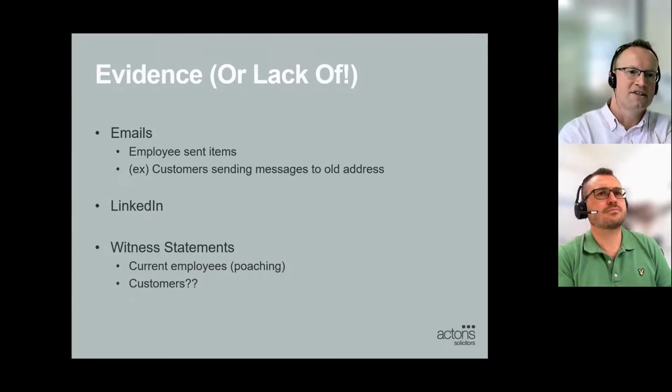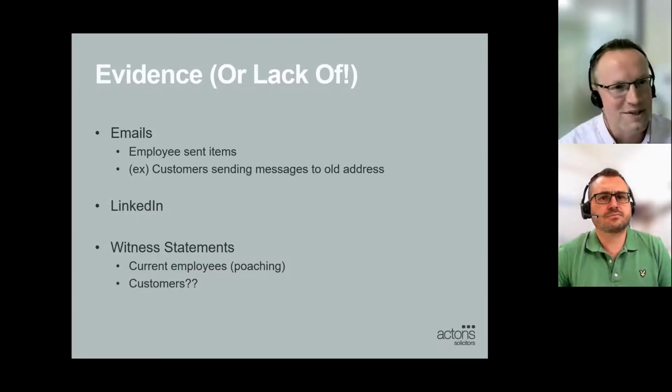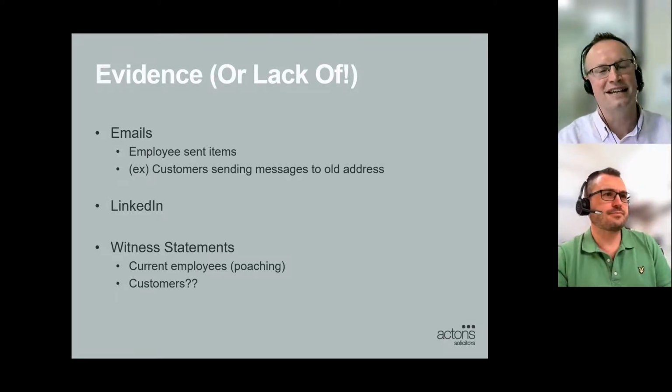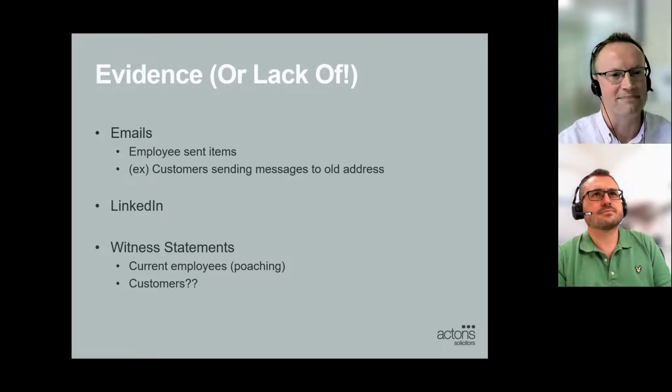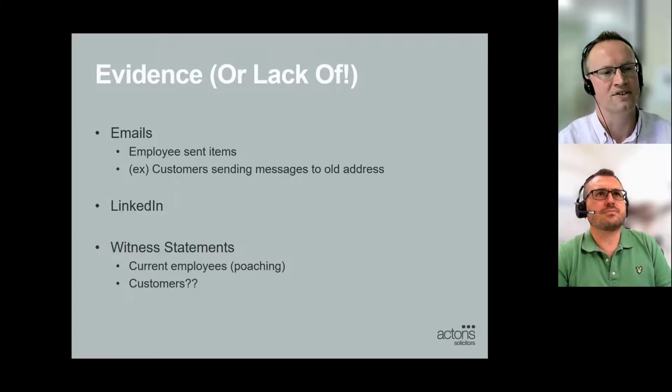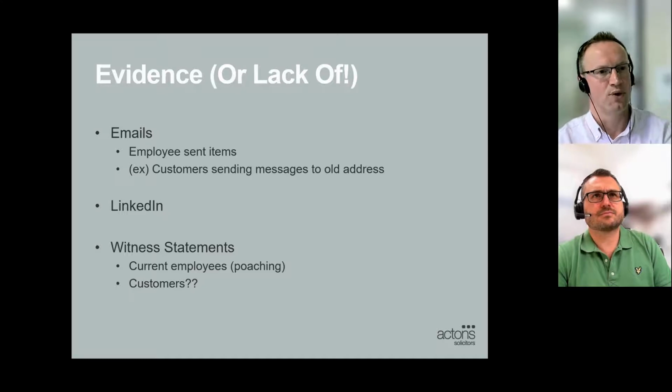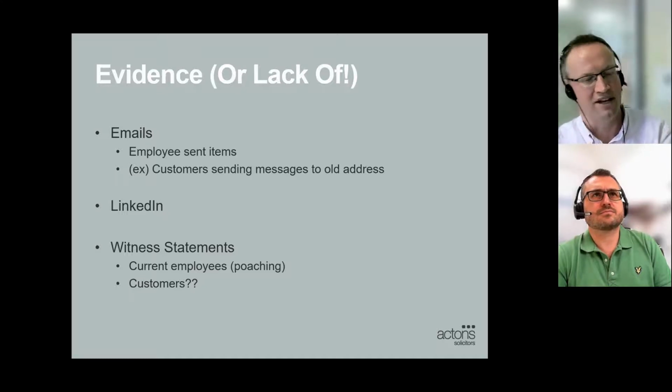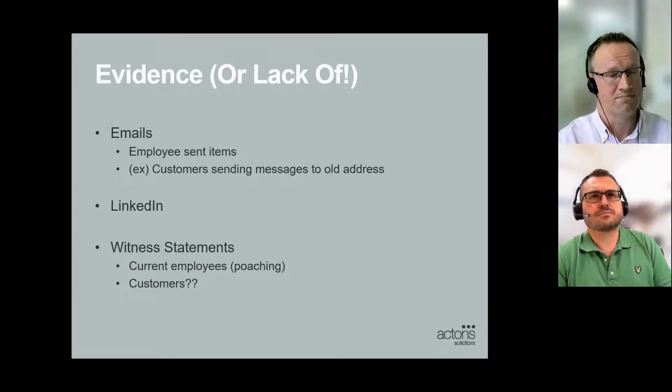Witness statements. So if you can't get documents, then us litigators go to our witness statements. Now, where they can be useful is if you have a poaching or non-employment. So if the ex-employee approaches one of your current employees and says, do you want to come and work, and your current employee turns them down, then that would clearly be they've shown loyalty.